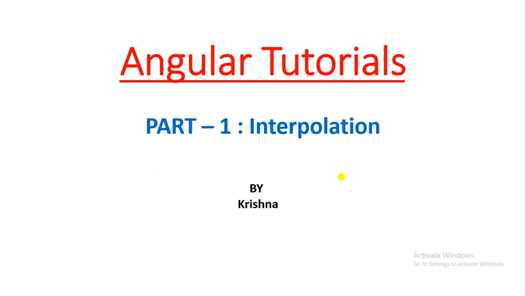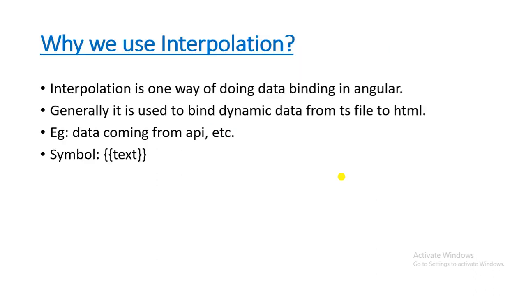So this video is related to Angular tutorials part 1. Here we are going to see what is meant by interpolation. Interpolation is one of the ways of doing data binding in Angular. We can call it a one-way binding. Generally it is used to bind data coming from the TS file to the HTML file.